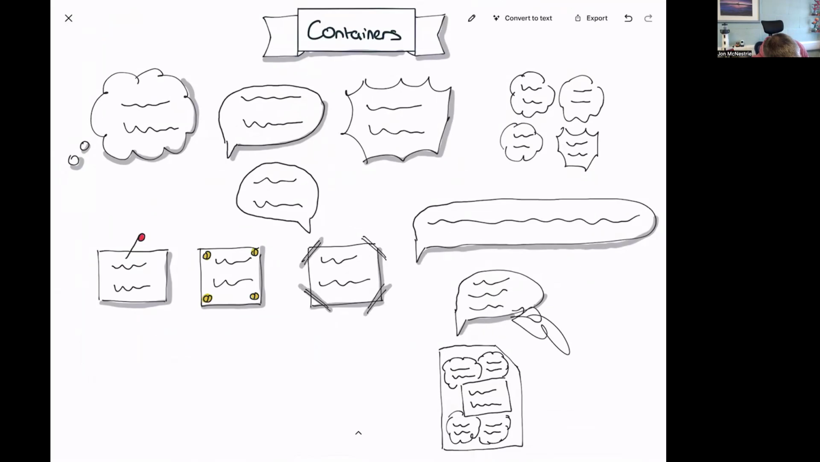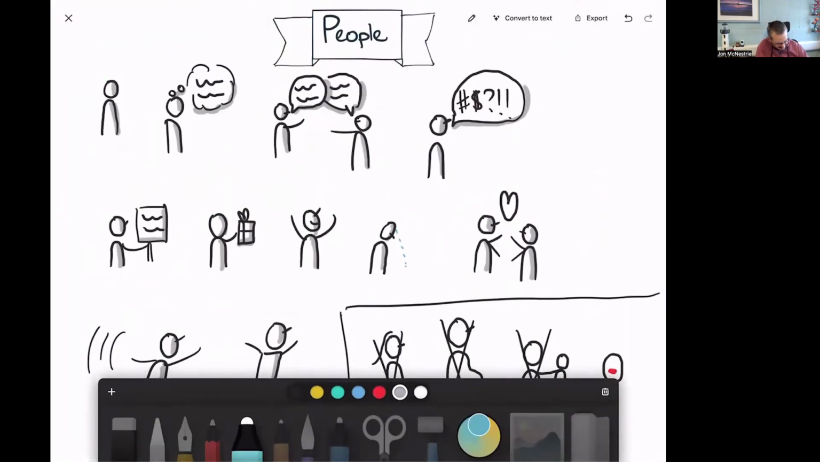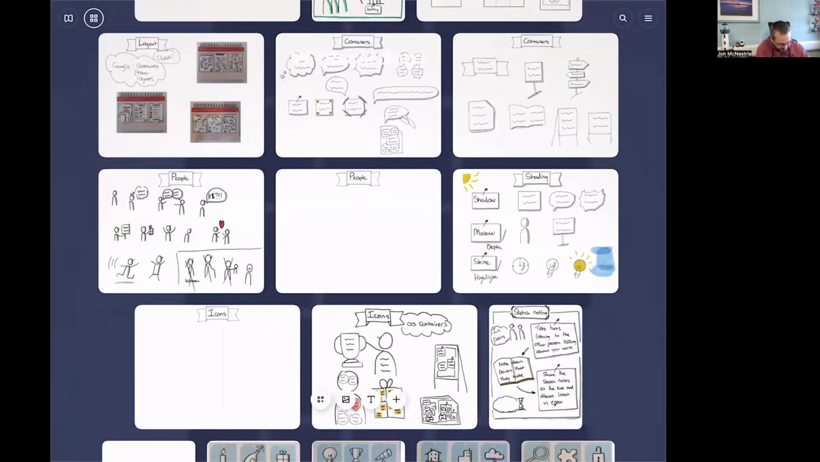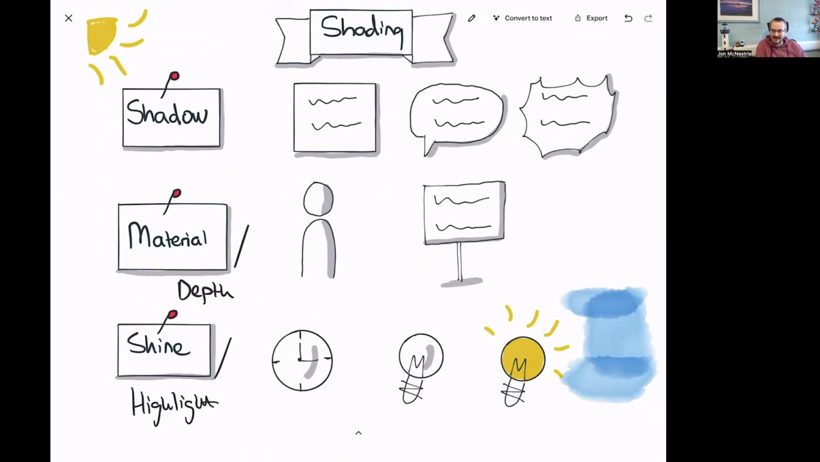Those bits of sellotape immediately look better to me. Where did I have it? I had a little heart here, didn't I? Yeah. It's about using a splash of colour to highlight things without going mad. This is shading.